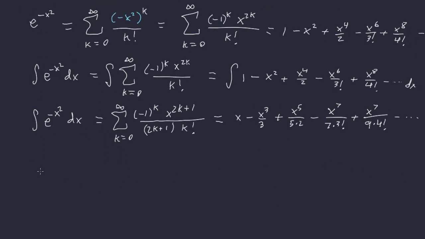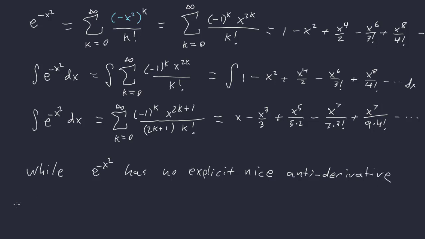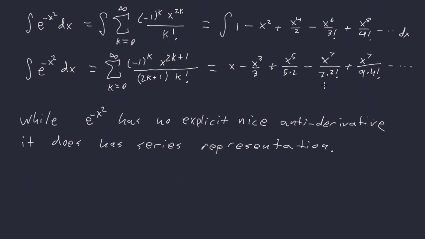Okay, so while e to the negative x squared has no explicit, say, nice antiderivative, it does have a series representation. And we can actually approximate definite integrals with this representation.